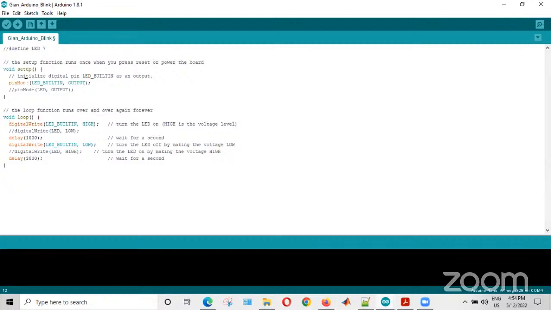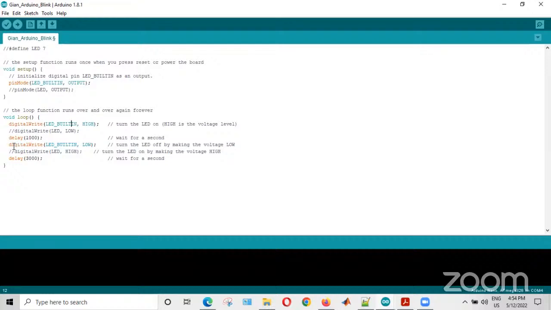Now in the other function, the function loop, I am actually writing data on that pin. The first line is digitalWrite on the pin through which the LED is connected, and I am saying write HIGH voltage to it. As soon as high voltage is written to it, the LED will glow. Then delay for 1000 milliseconds, that is 1 second. It will wait for 1 second.